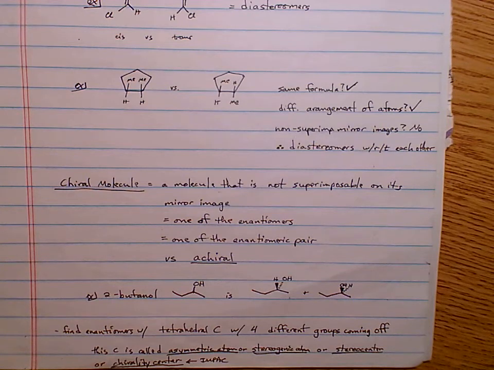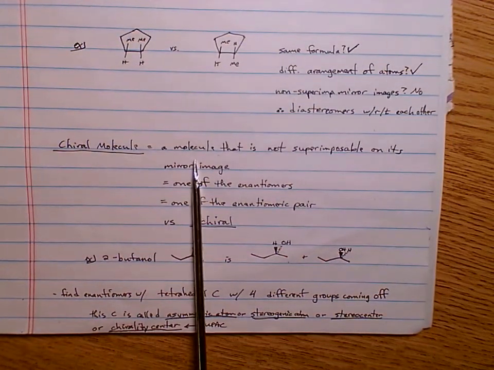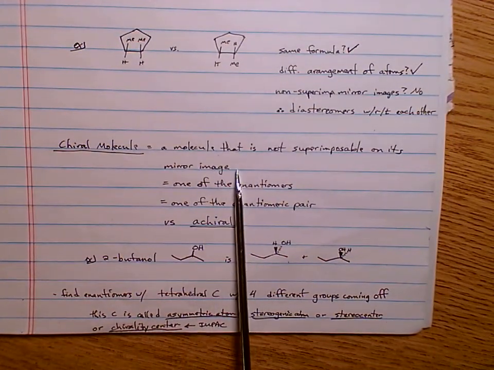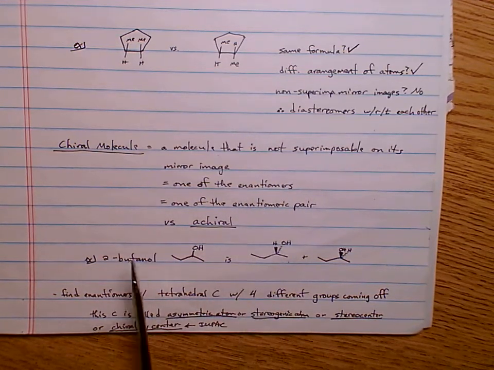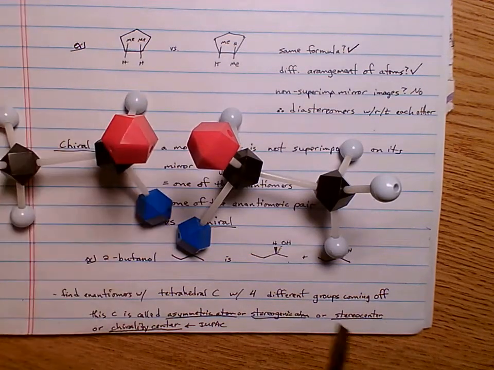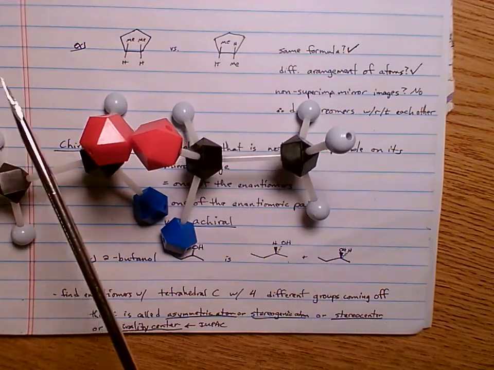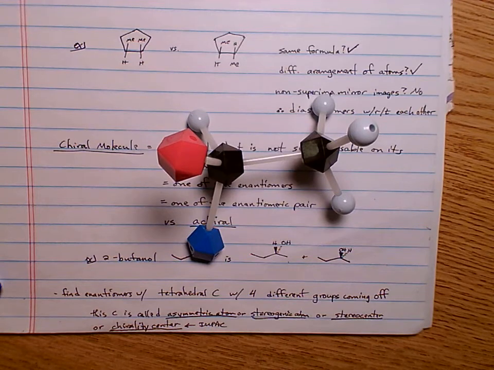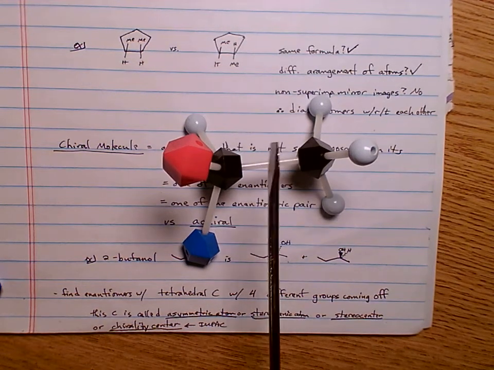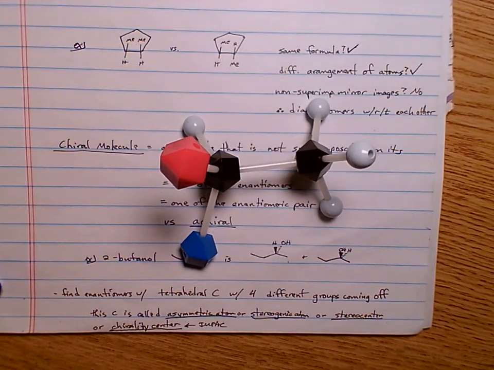All right, more definitions. Chiral molecule, a molecule that is not superimposable on its mirror image. It means it's one of the two enantiomers in the pair. So these two molecules here are enantiomers. Each one is a chiral molecule. This is a chiral molecule. It is one enantiomer. It is a chiral molecule, meaning it has a non-superimposable mirror image.